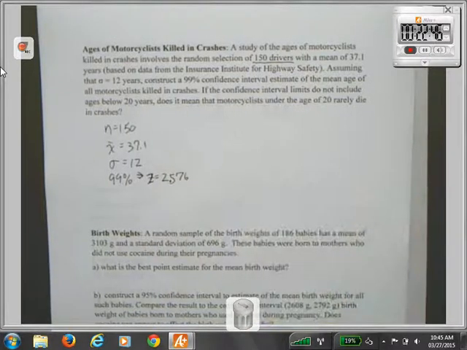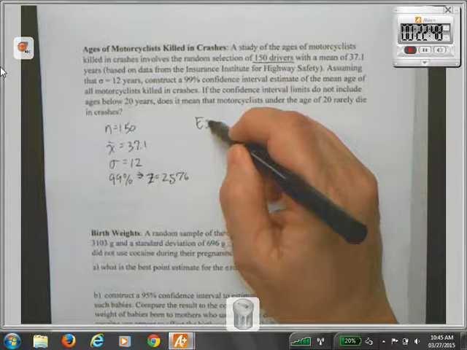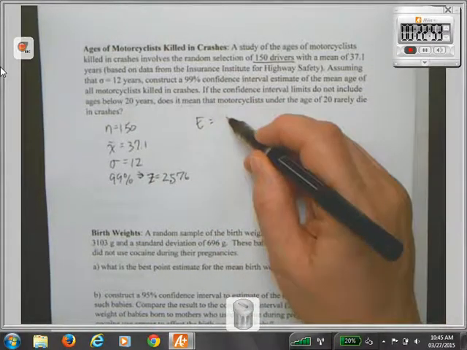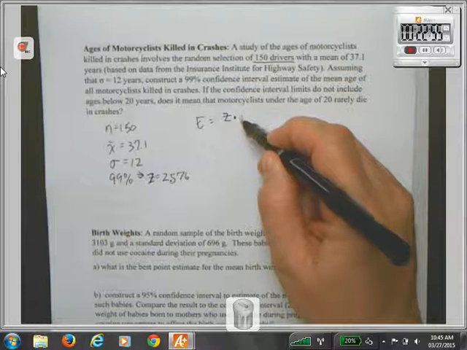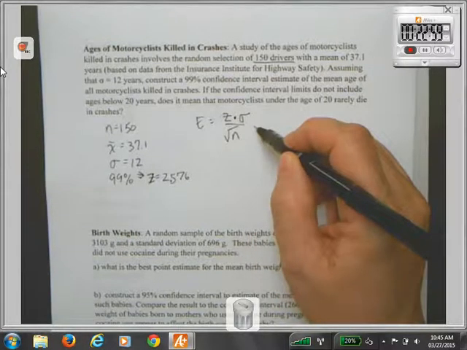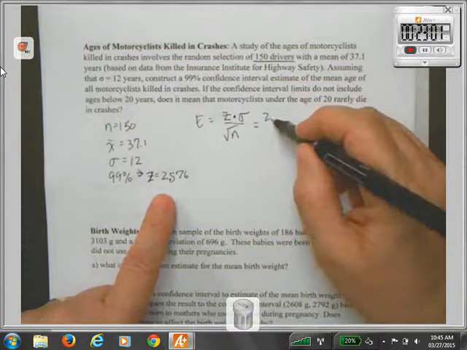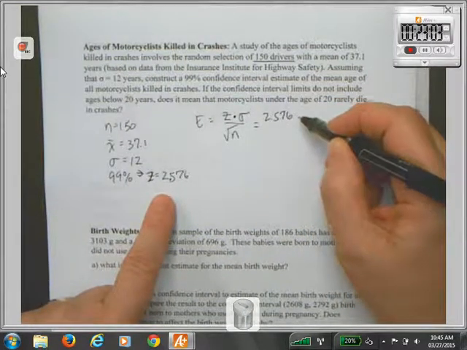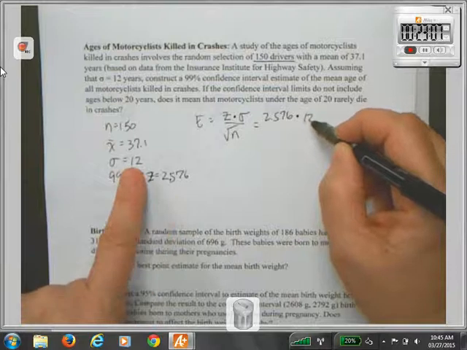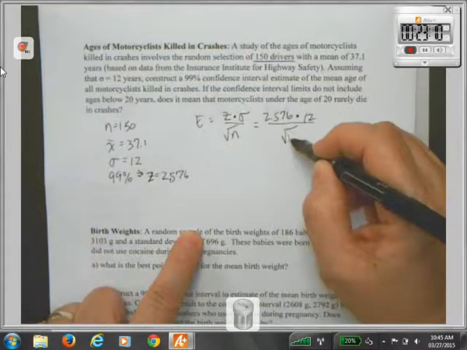All right, here we go. We need a margin of error. The formula for the margin of error is z times sigma divided by the square root of n. So 2.576 times 12 divided by the square root of 150.